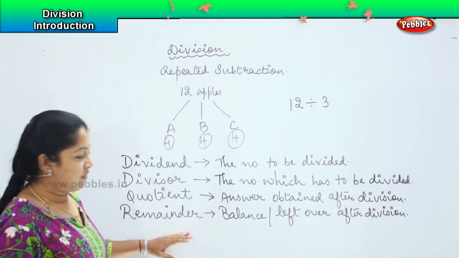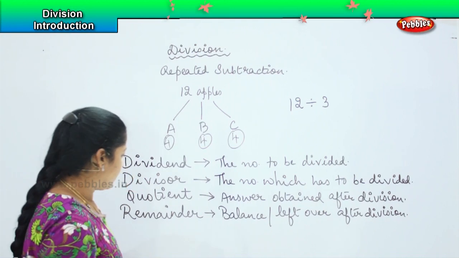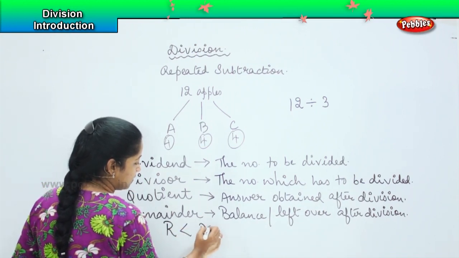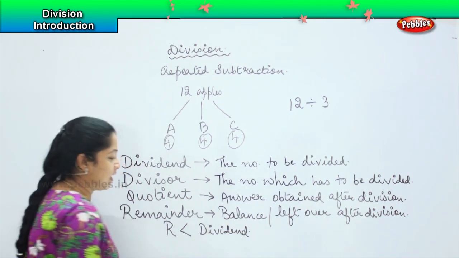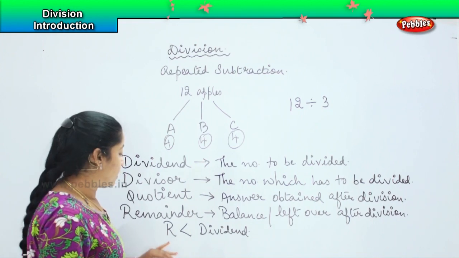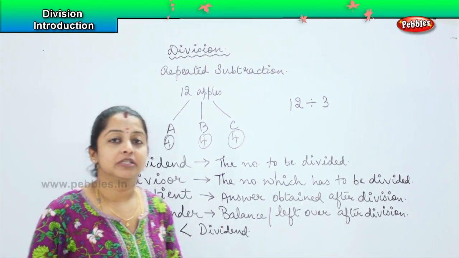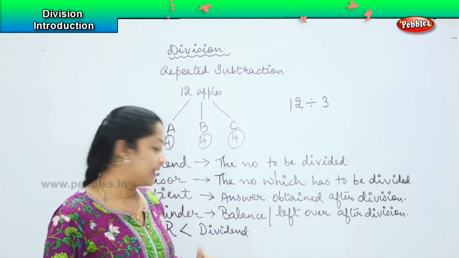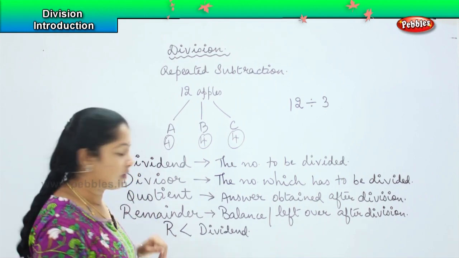In remainder, you have to keep one thing in mind, that your remainder should always be less than the divisor. It should always be less. So the remainder should be such that it cannot be further divided. The number which is lesser than the divisor will be considered the remainder.